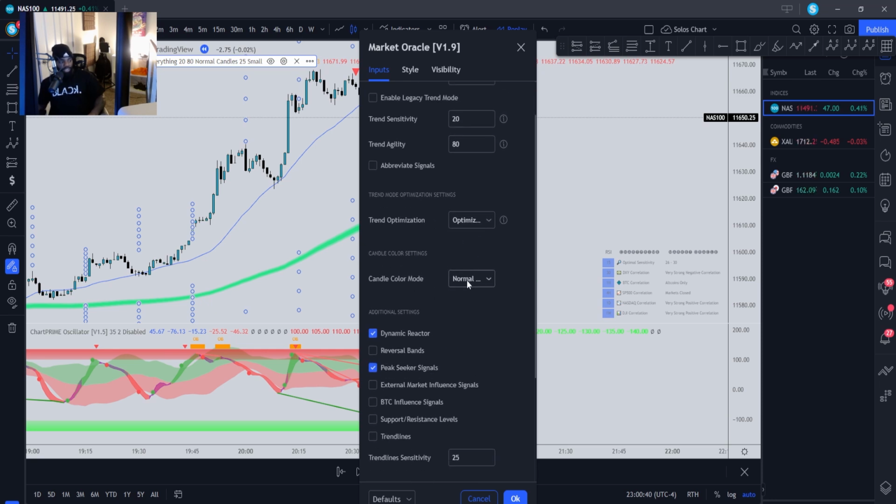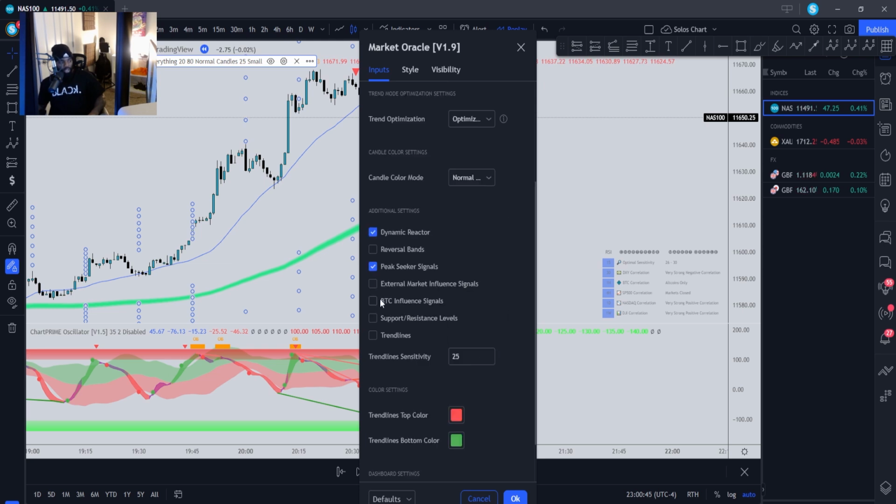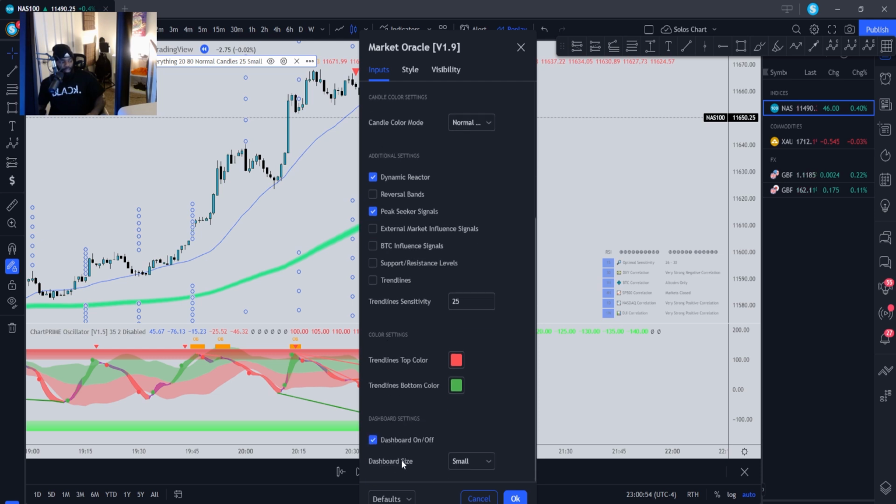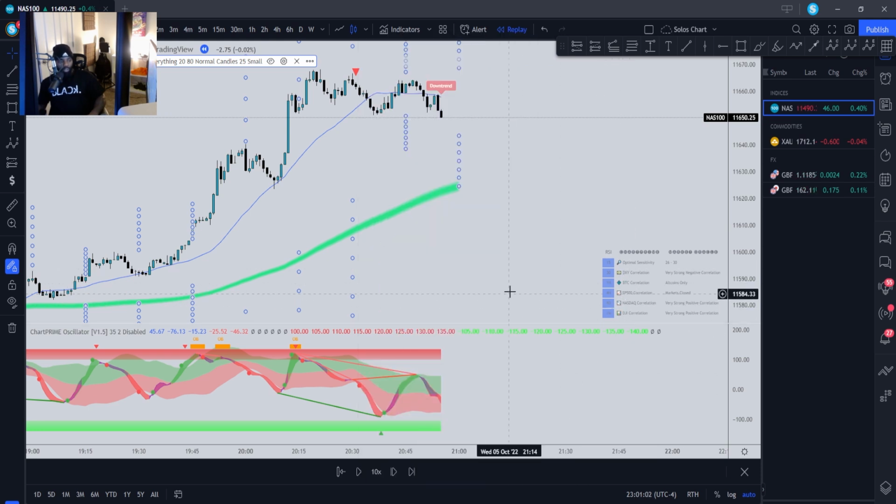But if you guys want to change the color mode, you can put it at normal candles or odd trends or strong trends. I just got normal. And then for additional settings, I got dynamic, and then I also selected peak seeker signals as well. And then the trend line sensitivity is 25. And then I have the dashboard. We're going to actually set that on or off. That dashboard should be this area here. So once you have that either set, you're all good to go.